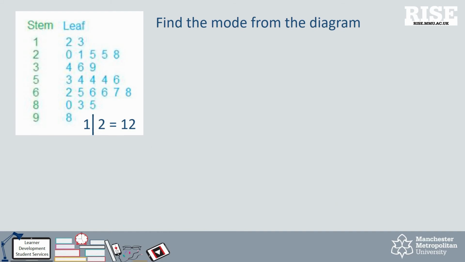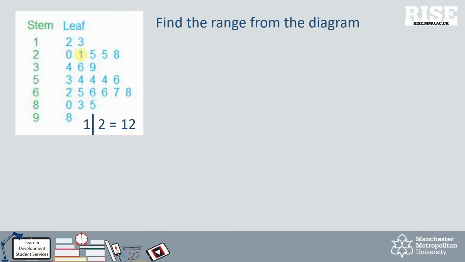It's also easy to recognise the mode. You're looking for leaves that occur more than any other leaf. So if I look, we've got two 5s. Oh, I've got three 4s here. So that's the one that occurs the most. Now, a common wrong answer would be to say that the mode is 4, but it's not. Remember to look at the key for how we're interpreting this data. It's with a stem of 5, so that means the mode is 54.